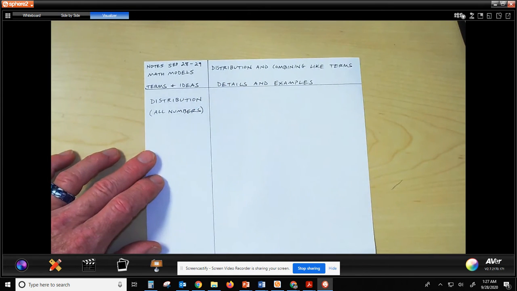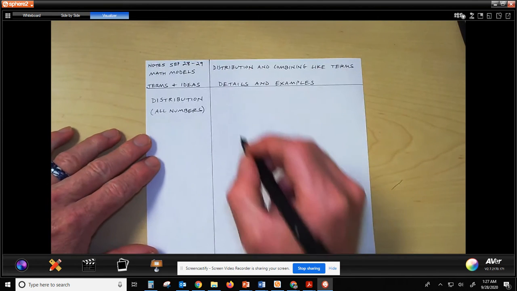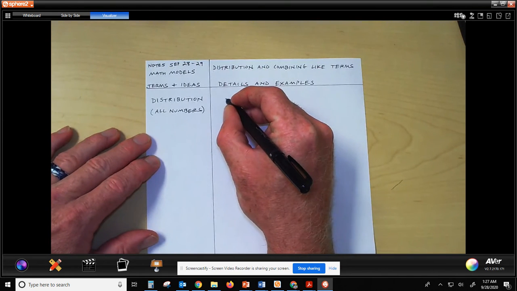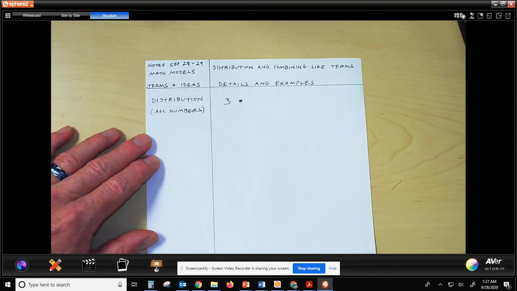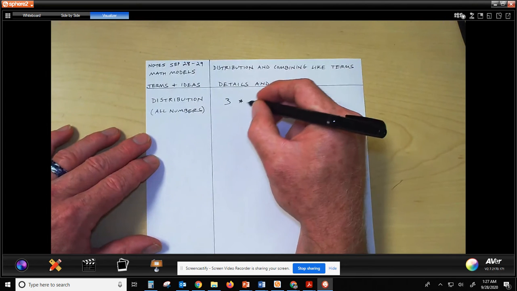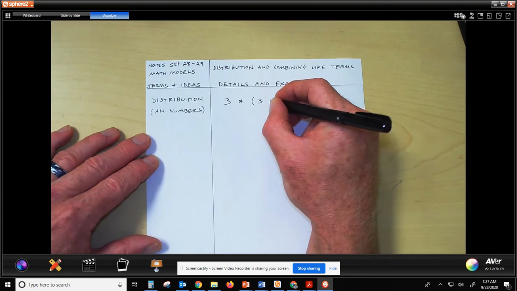So distribution is a multiplication tool, and it's used in all kinds of math to simplify. That's our goal here. We want to simplify. So here comes an example. 3, and we're using the asterisk for multiply here because that's how it looks in the computer. 3 multiplied times 3 plus 4.